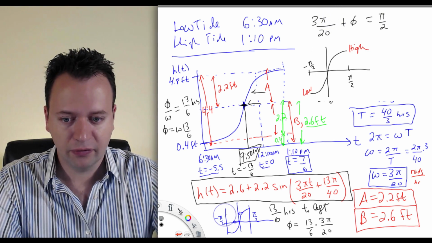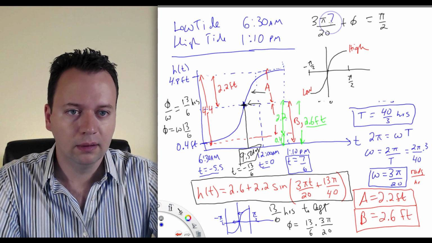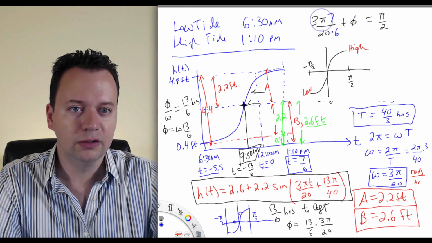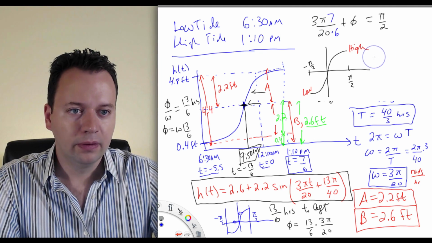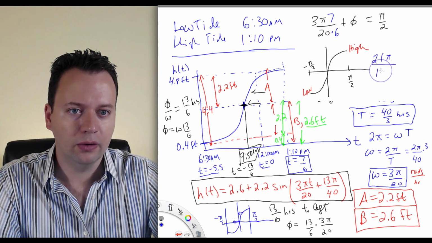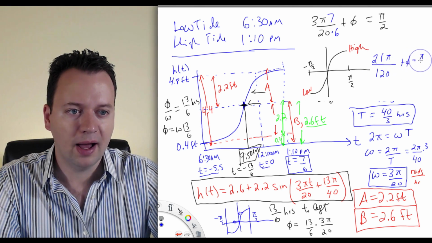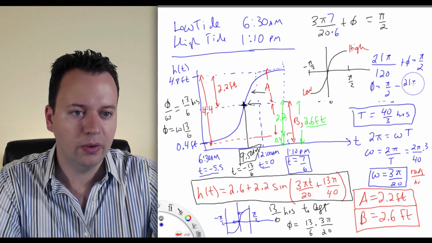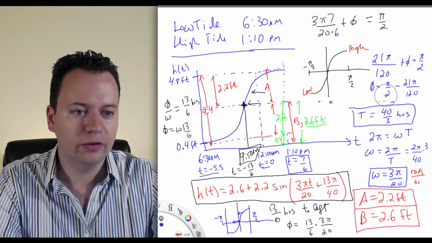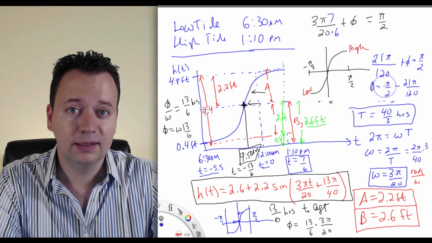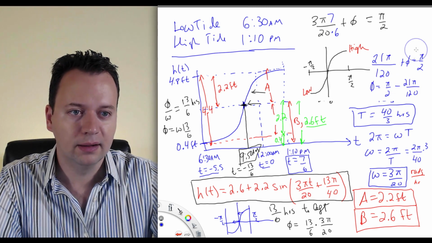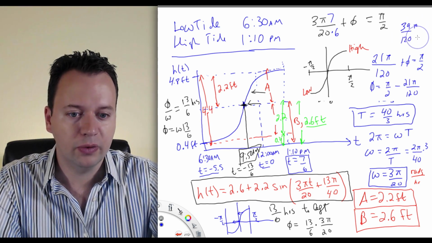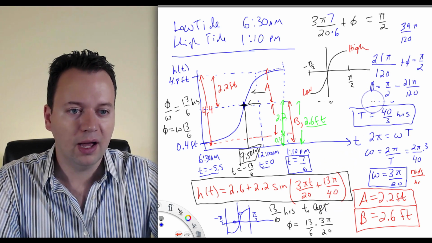So we can insert 7 over 6 for t and then solve for phi. So let's see what happens when we do this. So this is 21 pi over 120. Plus phi is equal to pi over 2. So supposedly phi should equal pi over 2 minus 21 pi over 120. So 1 over 2 is equal to 60 over 120. 60 minus 21 is 39. So we would get 39 over 120. They're both times pi. They're both divisible by 3, and that's equal to 13 pi over 40. So we got the same answer doing it that way.